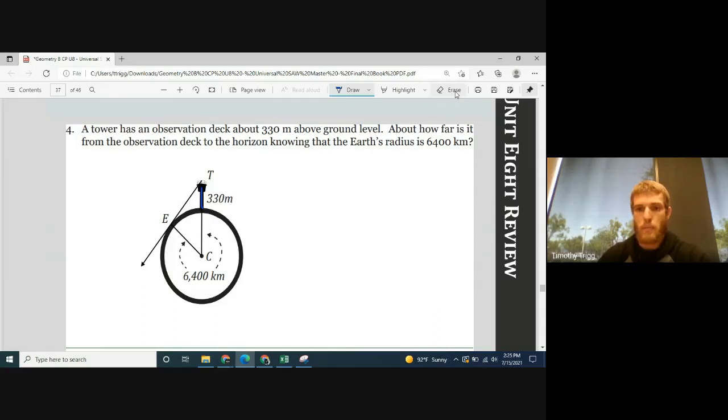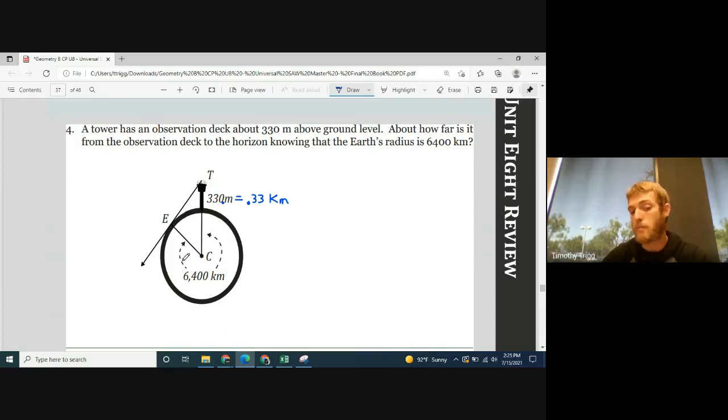So watch out for that, because we really want it in kilometers. This 330 meters, we want to convert into kilometers. The way you do that is you think of 330 meters with a decimal at the end. You move that decimal 3 spots. So that would be 0.33 kilometers. Okay, so that's the first step.